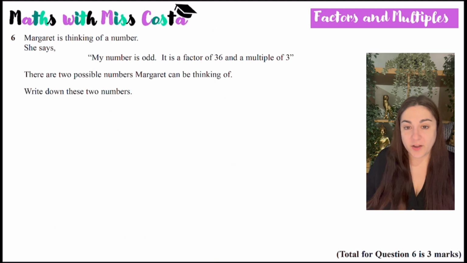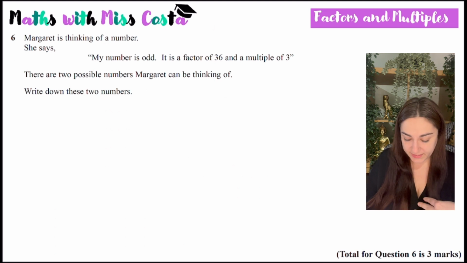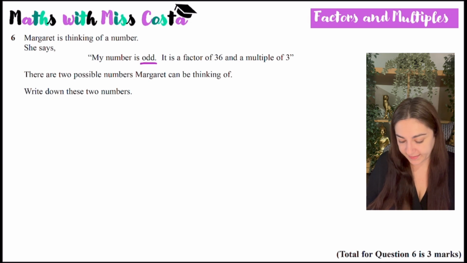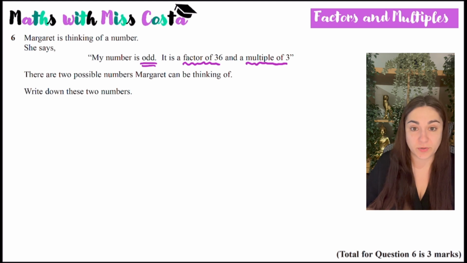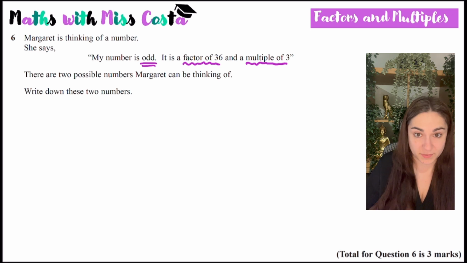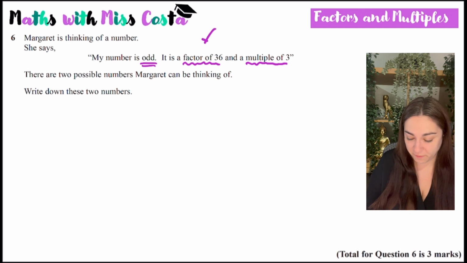Next, I'm told that Margaret is thinking of a number. She says, my number is odd. So I know that it has to be an odd number. It's a factor of 36 and a multiple of 3. There are 2 possible numbers she could be thinking of, and I need to write down these numbers. So I could start by writing out all of the odd numbers under 36, but it would be a lot quicker if I started by writing out what the factors of 36 are, as that's going to narrow my numbers down.